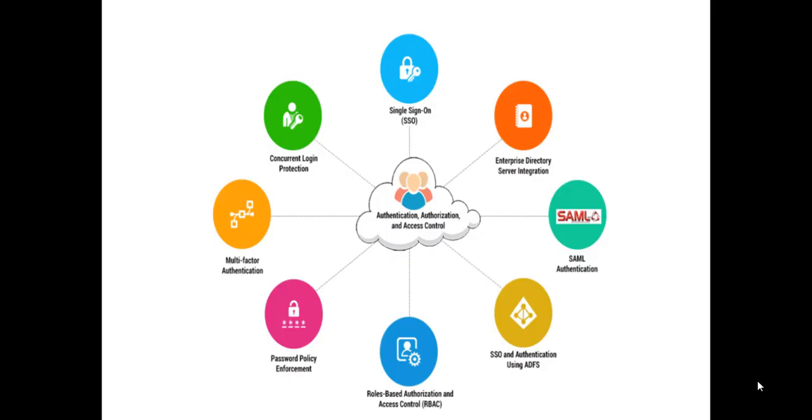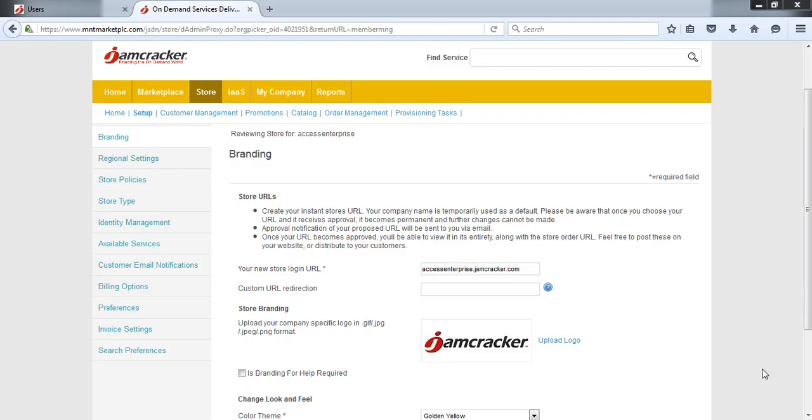Next, let's see how enterprises can also integrate the Jamcracker platform with their existing lightweight directory access protocol, LDAP. User data as well as group-related information can be synchronized and used by the application. Typically, LDAP integration is also part of a single sign-on implementation. As an administrator, this can be accomplished with some simple steps.